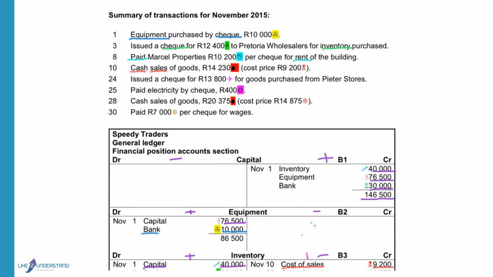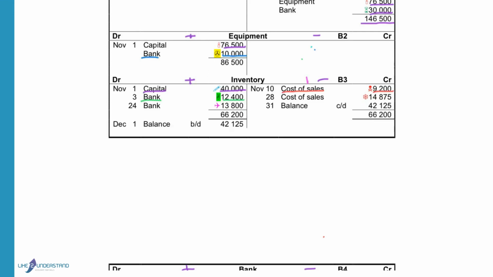Issued the check for 13,800 for goods purchased from Peter's Stores. We paid money, so the one entry will be in the bank. We bought goods, so that means anything that we buy with the purpose of selling in the business is inventory, so the double entry will be in the inventory account. Inventory is an asset. Assets increase on the debit side with 13,800 because we have more inventory available and the bank account will be credited.